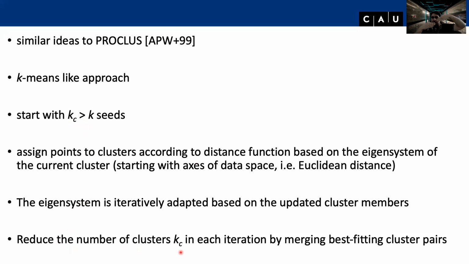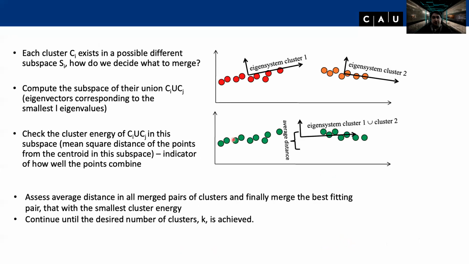So let's say we have one cluster like this and another like this, and we want to say, okay, those two have a similar orientation, so let's merge them together into one cluster. But this actually raises the question, what is the best fitting cluster? How do we determine it and get our head around that issue? For this, consider each cluster Ci exists in a possibly different subspace Si. How do we make this decision, merge or do not merge?